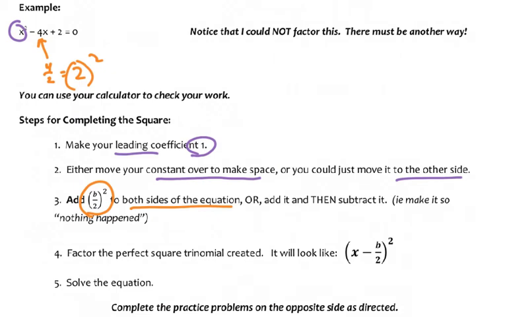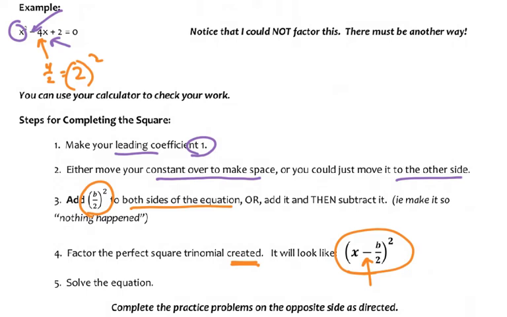And then you're going to factor this perfect square trinomial that you created. You created it to be this way, and so it should always factor that way. And so the thing with the plus or the minus sign in the middle, it's going to depend on what sign you see right there. This last one will always be a plus. It's what comes right in front of the x that matters. And then you're going to solve the equation.